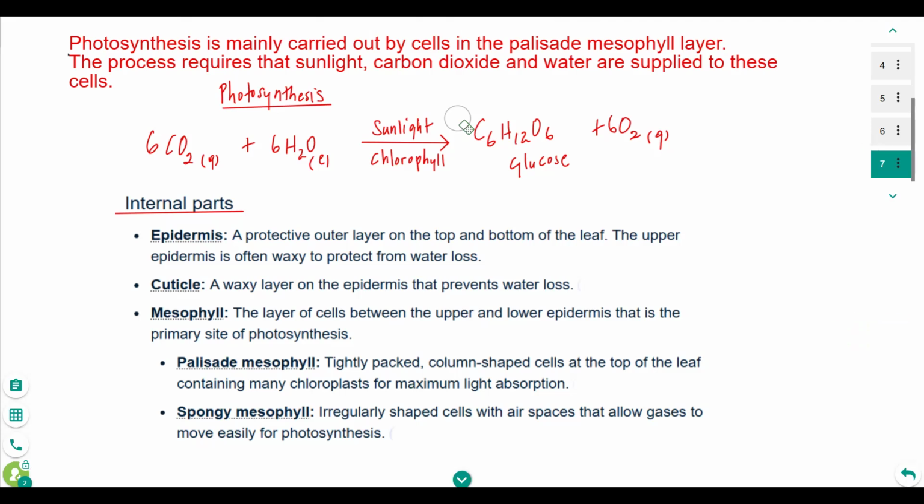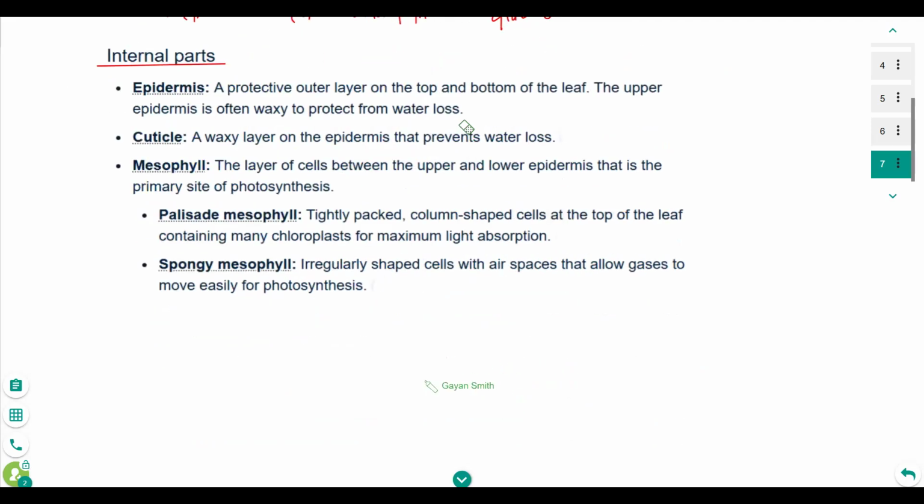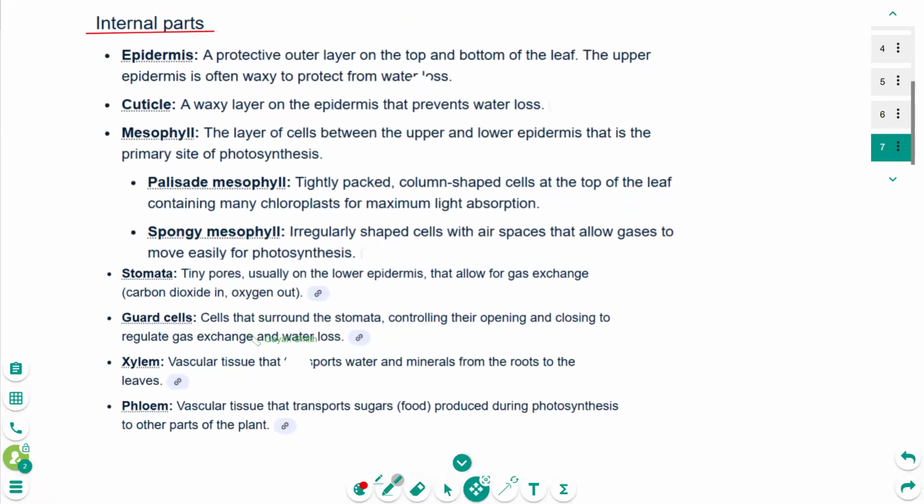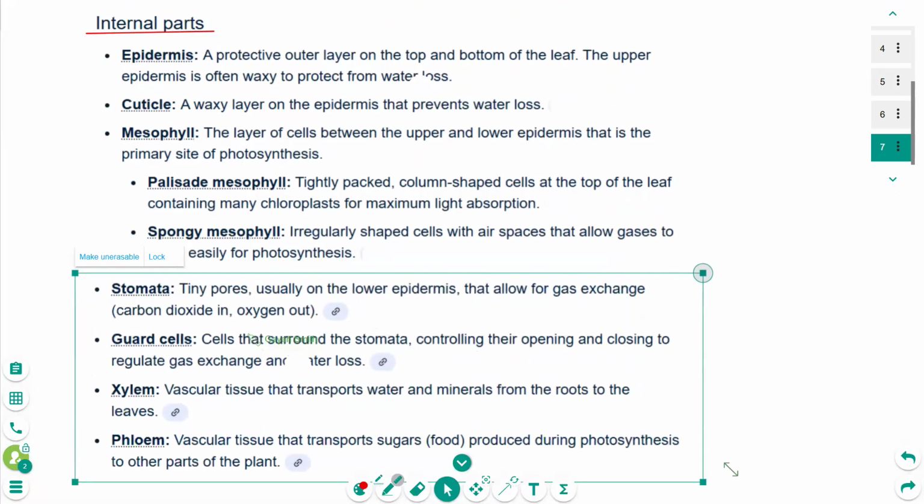So we have other parts, no? So I'm just going to do the other remaining parts of the leaf.